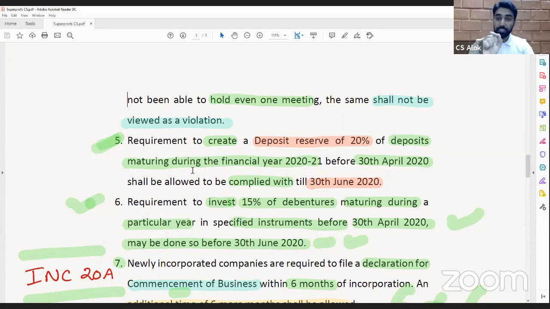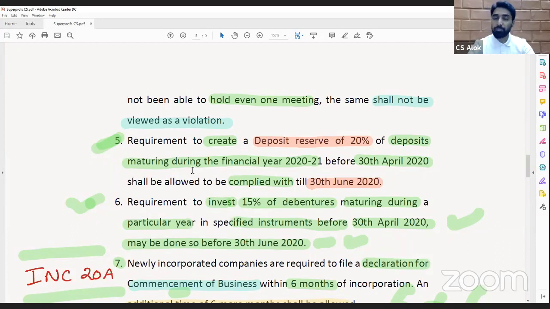So deposits especially is very strict. See, here they are not telling don't create the reserve. That time it will be against the depositors. See, depositors are protected by Companies Act. They have been given highest protection. And company deposits is one of the investment options for a lot of general public.